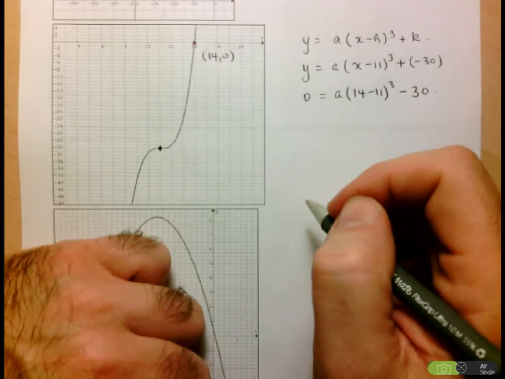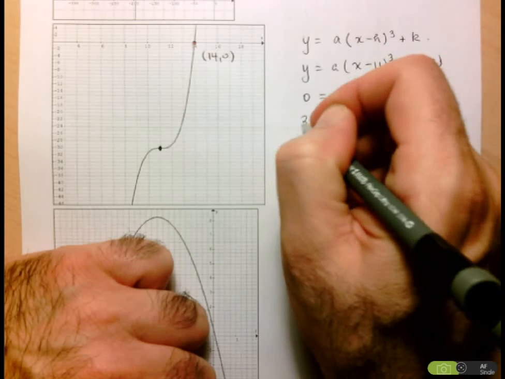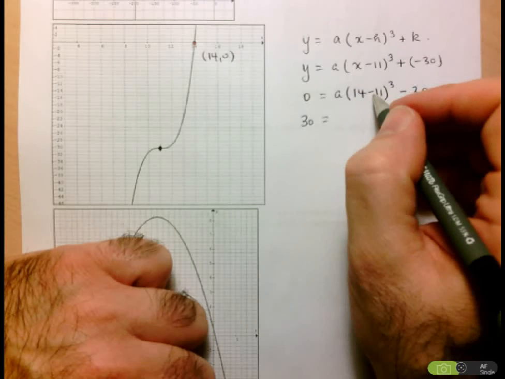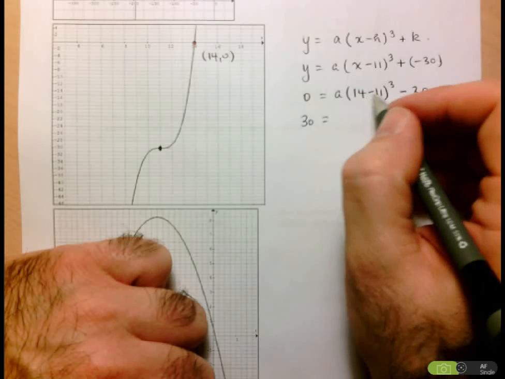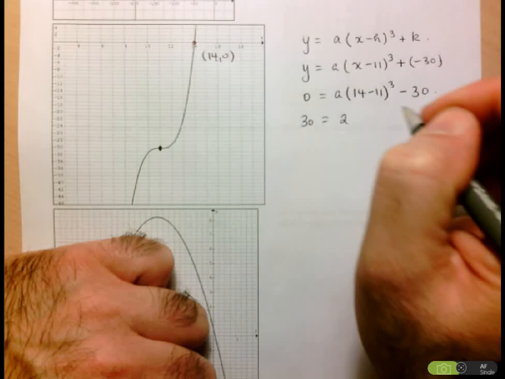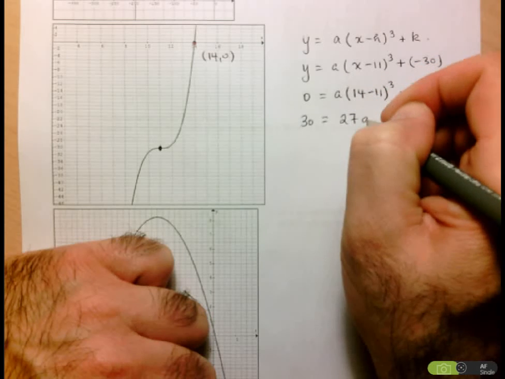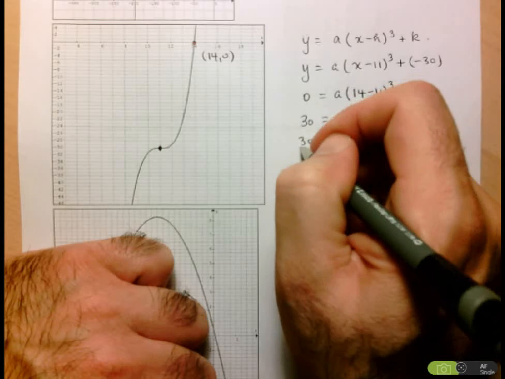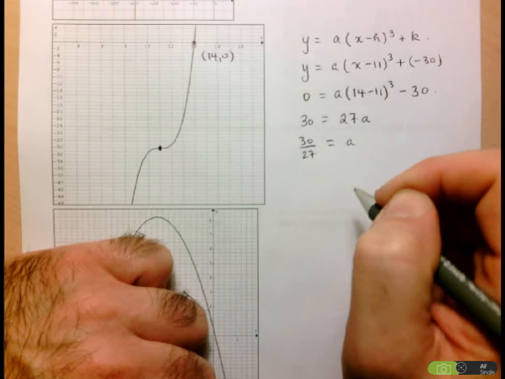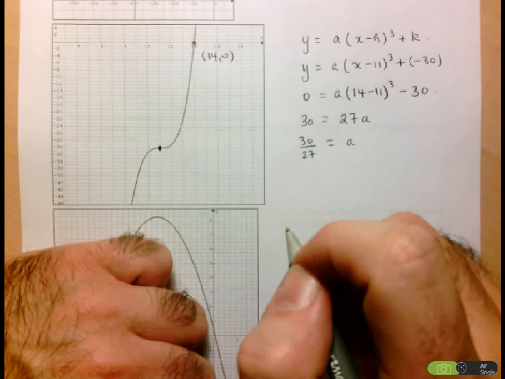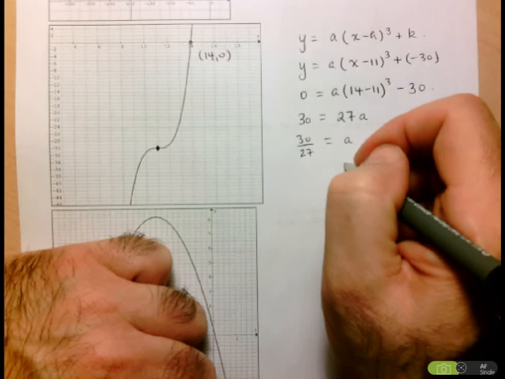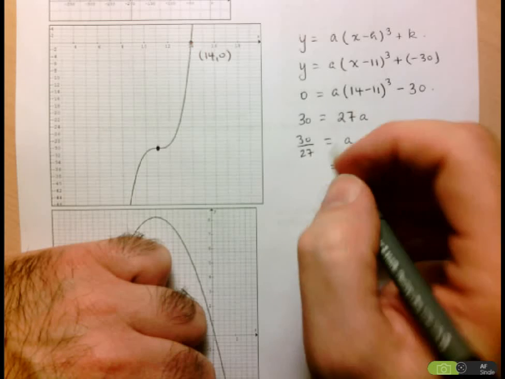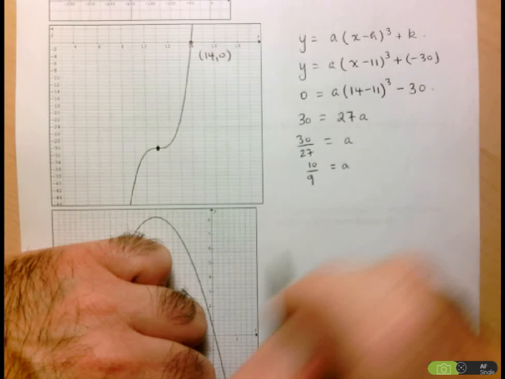Okay, so now let's start solving. So bring the 30 to the other side, becomes positive 30. Here we've got 14 minus 11. Okay, so that's 3 cubed, which is 27. So 27a, and so here a becomes just 30 over 27. But of course we really should simplify this. So here divide both by 3, so we have 10 over 9.